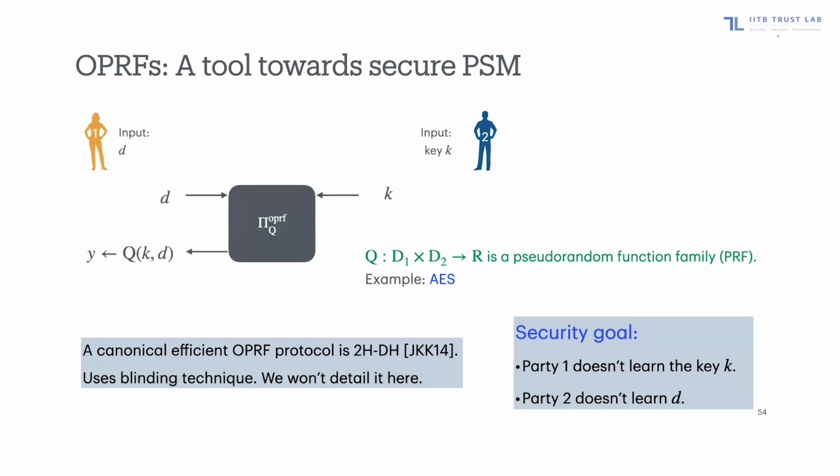Oblivious pseudorandom functions are a two-party computation functionality, again, with party 1 having an element as input and party 2 having a key. They engage in a protocol, party 1 getting the output of a PRF as its output, and party 2 doesn't get anything. Q is the underlying pseudorandom function that the OPRF is based on. And 2-hash DH is a very widely popular OPRF that is used in practice, which was given by Jeremy and others.